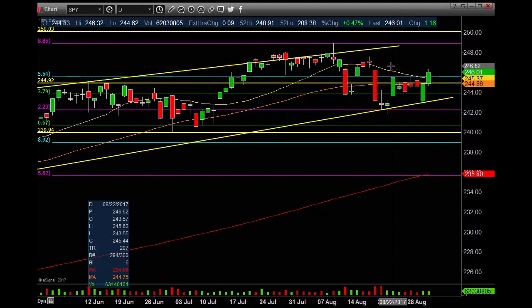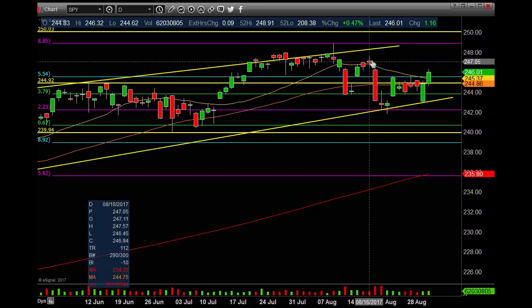We've talked about this high pivot right around 246.62. That will be your next level of resistance, as well as the gap fill right around 247, and then this high pivot here right around the 247.52. So let's see if we can get above this area here.